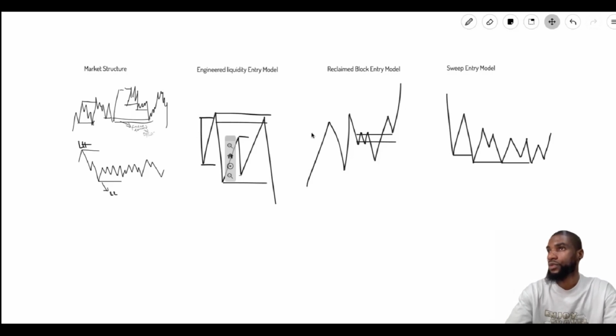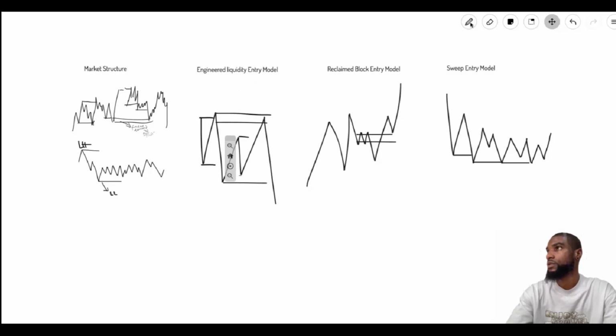But in this video, we are going to discuss the engineered liquidity entry model, which is an A+ setup, right? An A+ setup means if all the criteria are met, that trade is very much valid and has an 80 to 90 percent probability of going your way. So we are going to talk about the engineered liquidity entry model.